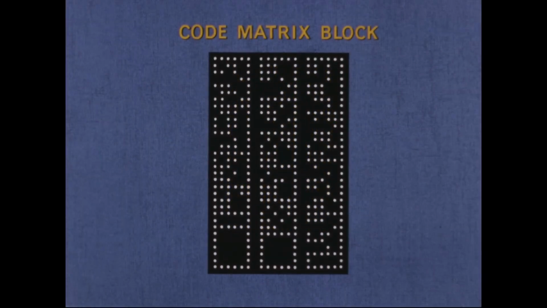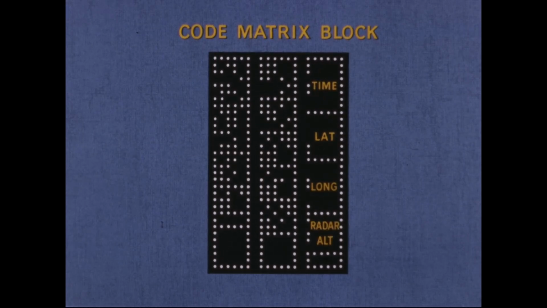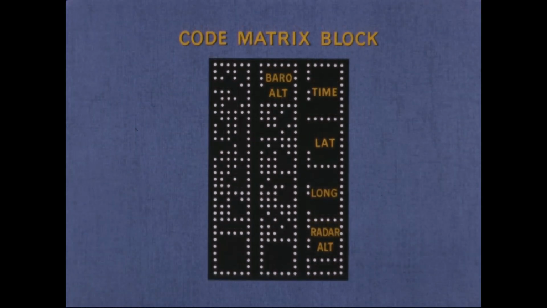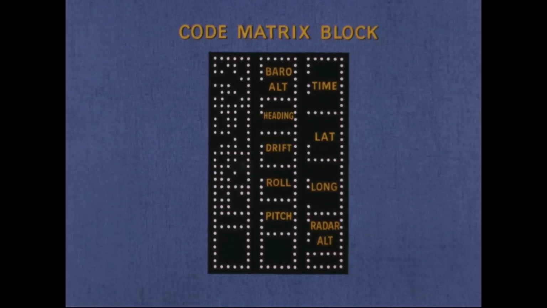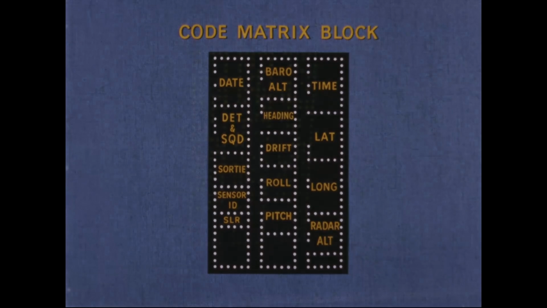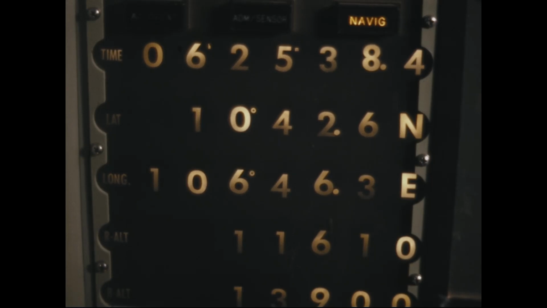The block contains navigational data: time, latitude and longitude, radar altitude, and barometric altitude; aircraft orientation data: heading, drift, roll, pitch; and administrative data: date, detachment, squadron, sortie, sensor identification, SLR mode if applicable. The equipment reads this data and presents it on the viewer display panel.